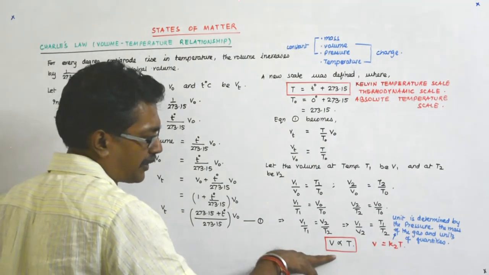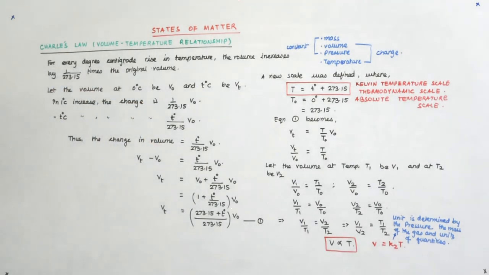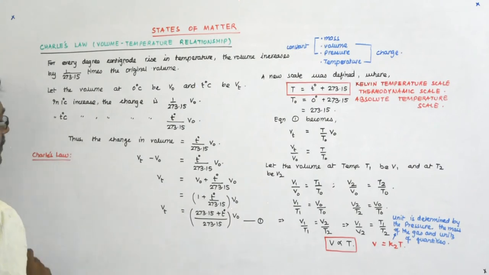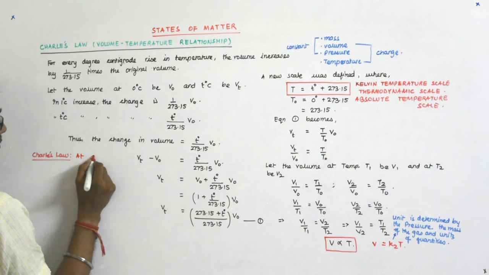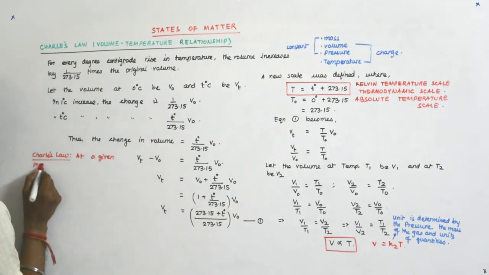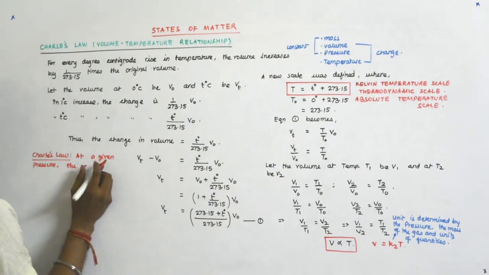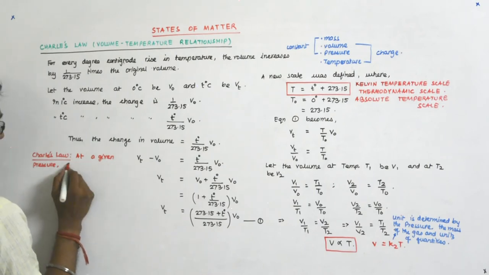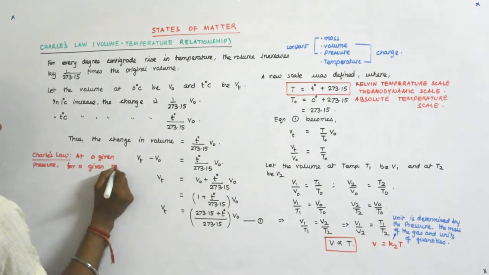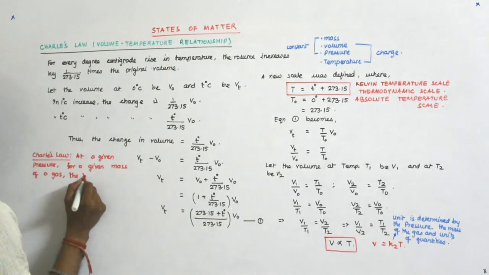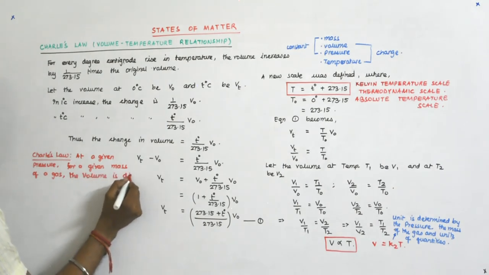Now I'm in a position to plot these two. I have kept my pressure as constant. So what does Charles' law become actually in words? Charles' law becomes, at a given pressure, for a given mass of a gas, the volume is directly proportional to the temperature.